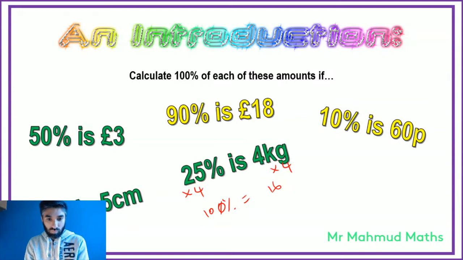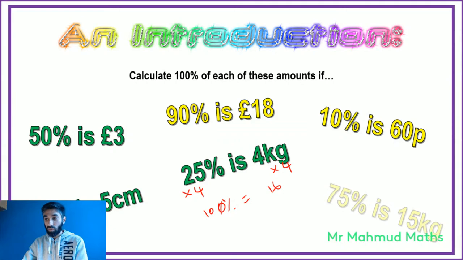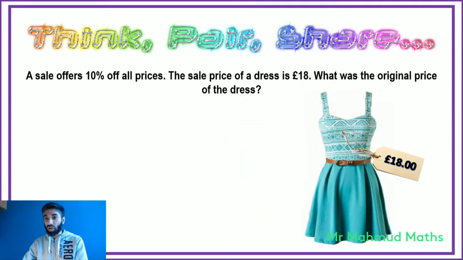Okay, so 90% is 18. Some people are saying it's £20. And that sounds about right, isn't it? It can't be a ridiculous amount, a big amount, or less than £18, because we're increasing it to 100%. Okay, now let's have a go at a question.